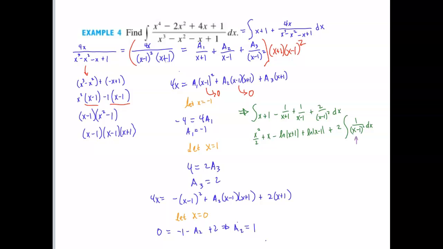All right, so for that one, I would let u equal x minus 1. So then du equals dx. And that's going to make my integral 1 over u squared du, which is the integral of u to the negative 2 du. And the antiderivative of that is negative u to the negative 1, which when we replace the u will be negative (x minus 1) to the negative 1, right?